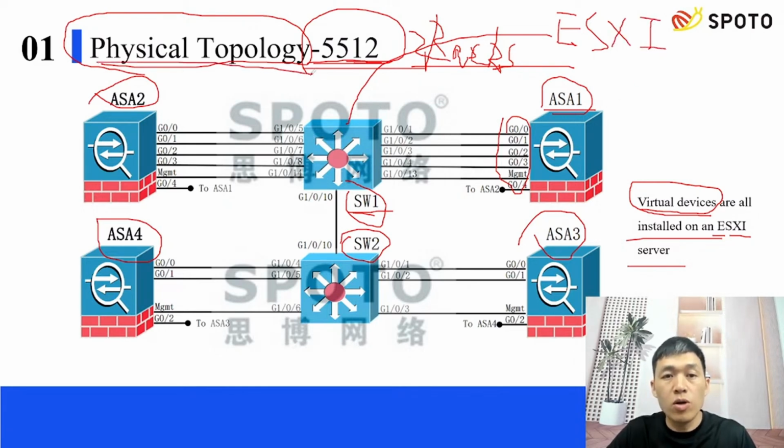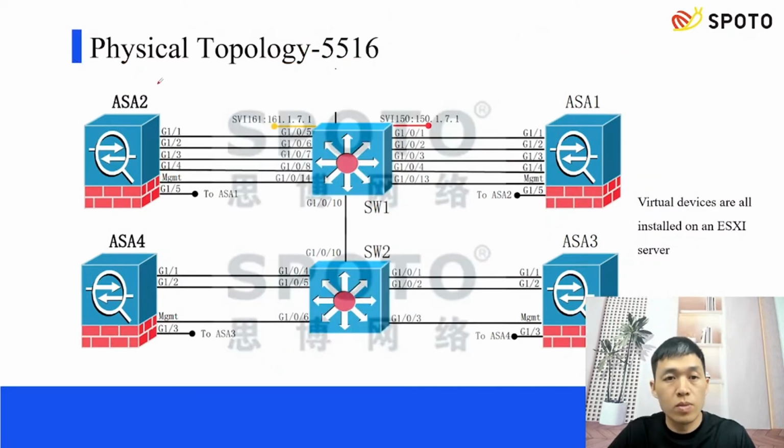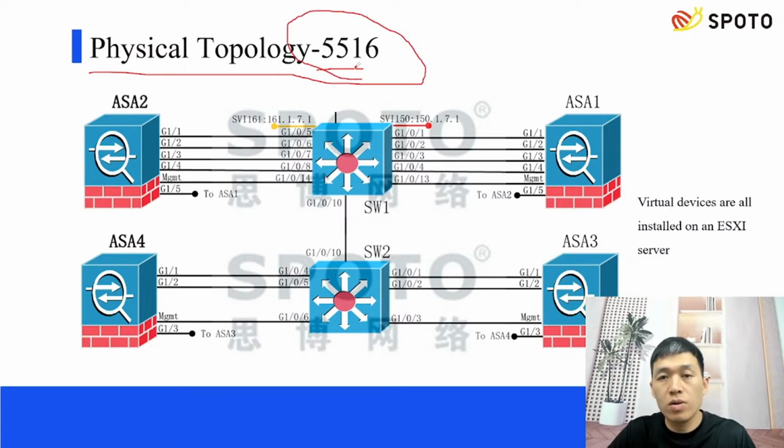Okay, physical topology is only for layer 2 connections. Okay. And this one is for 5.5.16. You can see the difference between these two racks.